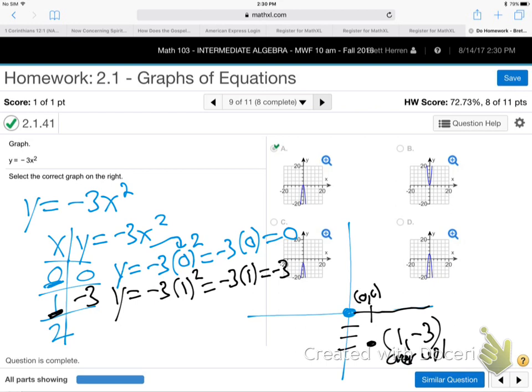Second number is up or down. Positive up, negative down. Right? Remember, because x, y. Remember how the two numbers with the comma go? The first is over, so over 1, down 3. Over and then up, down. So over 1, down 3.